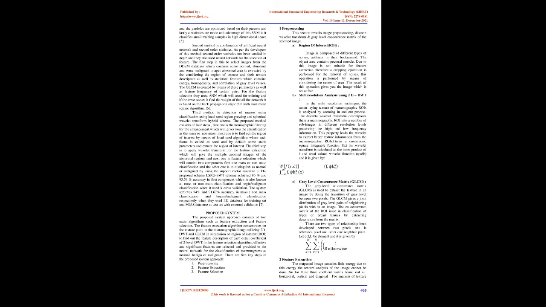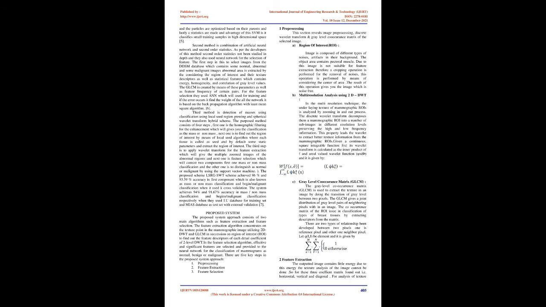The first step is to select images from the DDSM database, which contains some normal, abnormal, and some malignant images. The abnormal area is extracted by considering the region of interest and their texture descriptors as well as statistical features, which contain energy, homogeneity, and correlation of gray level values. The GLCM is created by means of these parameters as well as the frequency of certain pairs.